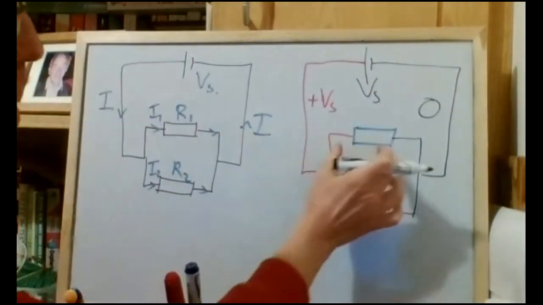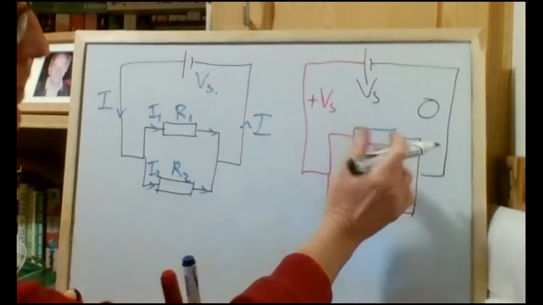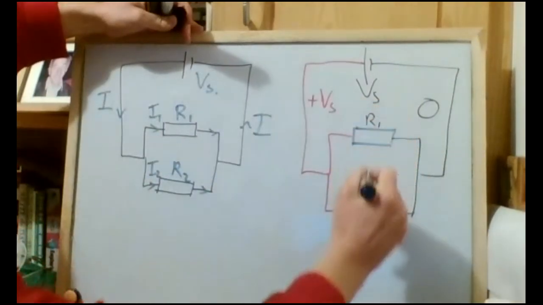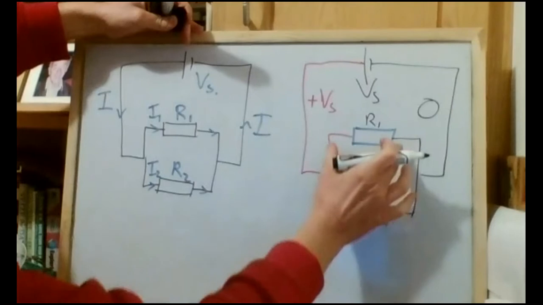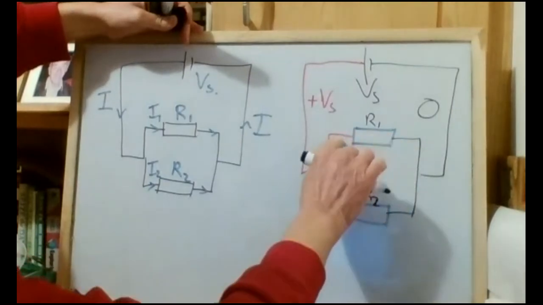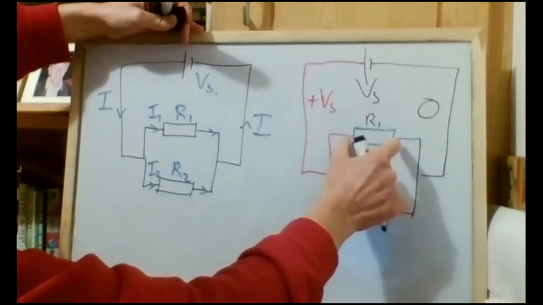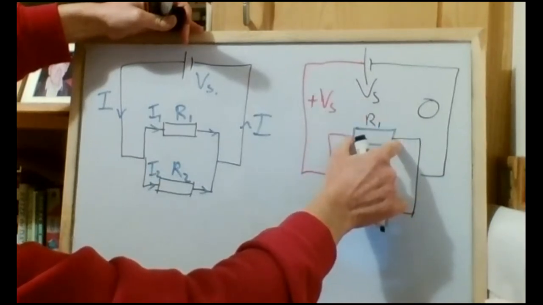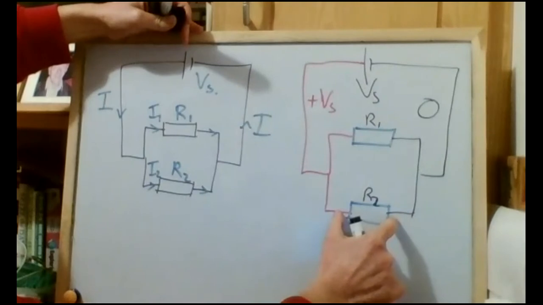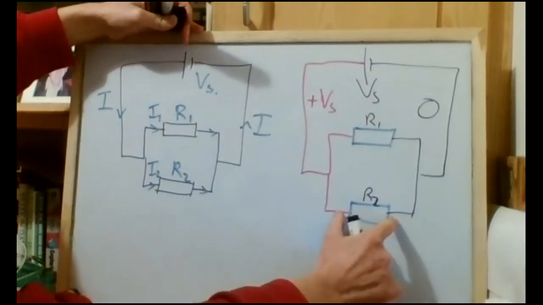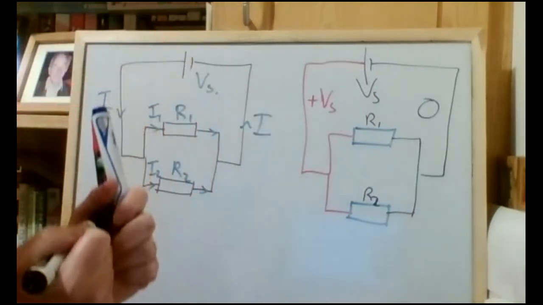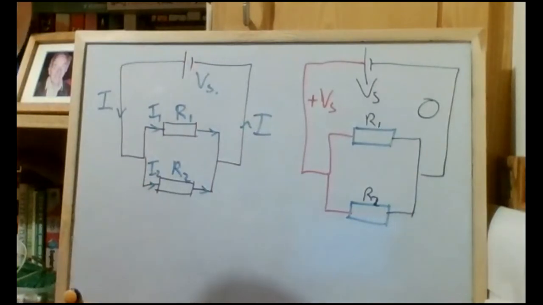So hopefully you can see what's the potential difference across that resistor. We'll just label it R1 and R2. What's the potential difference across there? Well, that's Vs, and that's 0. So you get the voltage from the source directly across that resistor. What's the potential across that resistor? It's the same, equals Vs. So you can get the same voltage across a load of resistors in a circuit.